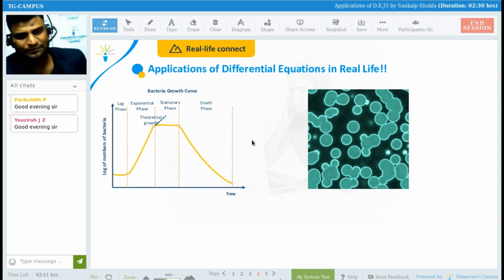So now you can find the time and the number of bacteria. If the number of bacteria is given to you, you can know the time. If the time is given to you, you can know the number of bacteria, okay? No need to get into the graph. I'll tell you how to do so.